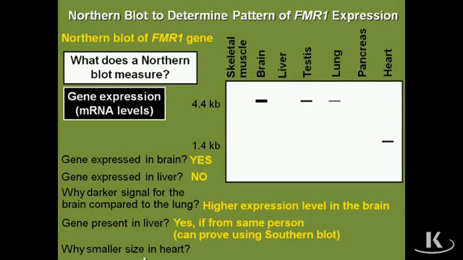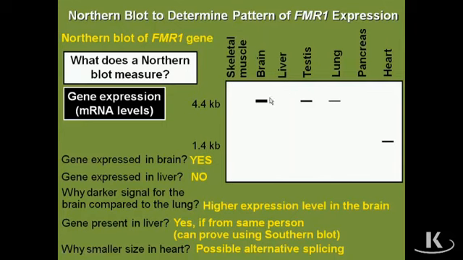Finally, why is there a smaller size in the heart compared to the other tissues? Why is there a smaller size in the heart compared to these other tissues? That's an interesting question, isn't it? Is there a mechanism that we discussed in another chapter that could answer this for you? And actually the answer is differential RNA splicing. If you remember, alternative mRNA splicing is a phenomenon that can happen in eukaryotes. That's probably what's going on here. Okay, so let's look. Possible alternative splicing.